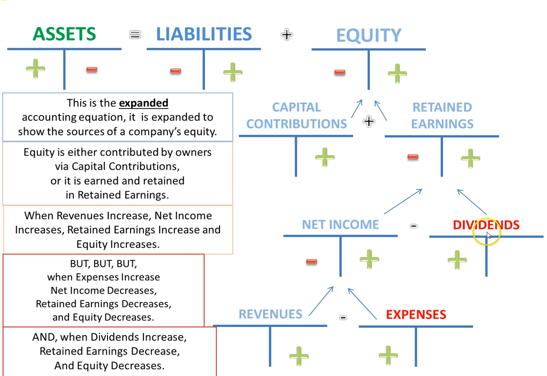And when dividends increase by recording debit entries, that increase in dividends will wind up reducing retained earnings and reducing equity. I've put in the other decrease indications for the other accounts. Debits on the left, credits on the right.